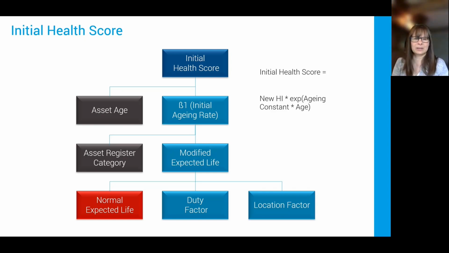Another way of looking at it might be the economic life of an asset, or the expected life suggested by the equipment manufacturer. But that's what we're trying to capture in the normal expected life. And I actually can't remember what they are for switchgear, but they're around about 40 to 60 years for these kinds of assets. So different assets have different expected lives.